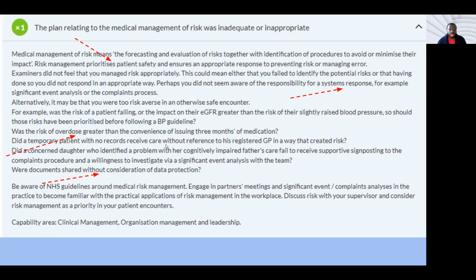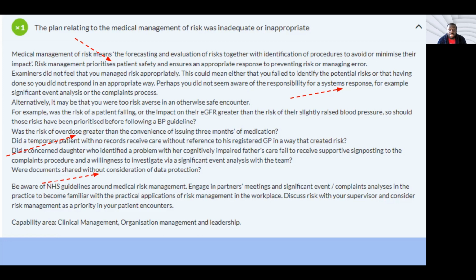The temporary patient with no record received care without reference to the registered GP in a way that created risk. This is common in prescribing Z medications, Zopiclone, Zolpidem, or even certain high-risk medications like morphine, for patients who are temporarily registered in your practice, and you haven't got information from the previous practice. So in the exam, if a patient comes to ask you for morphine, they say they're on holiday, they need morphine for their pain, prescribed by the GP, but they forgot it, you need to take that active step to explain that you need to contact their GP to clarify this.